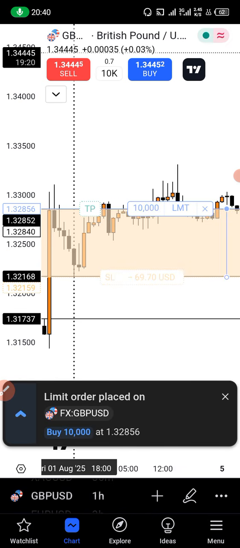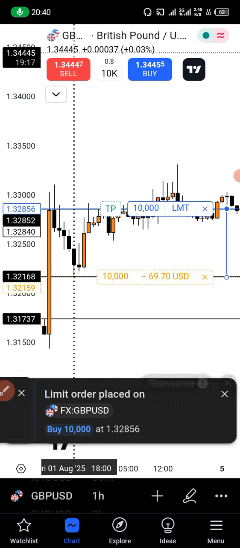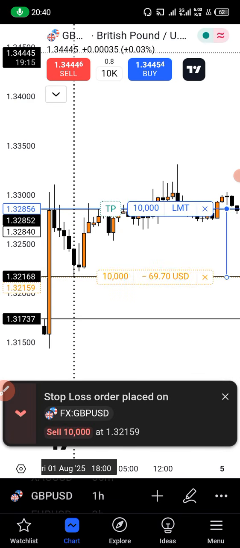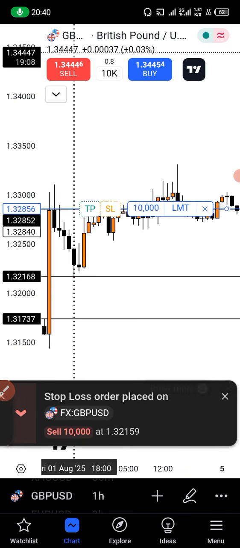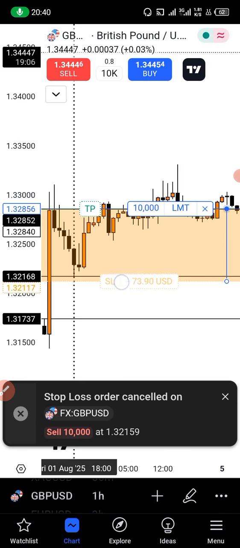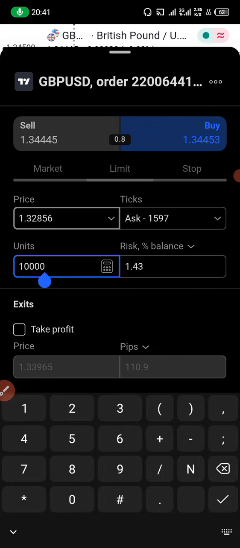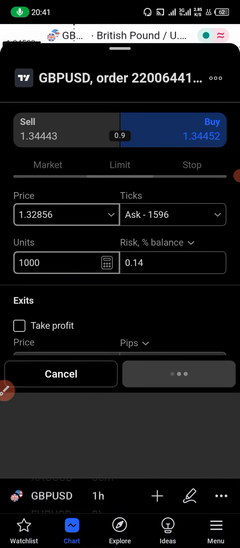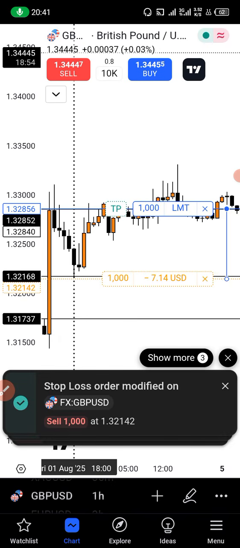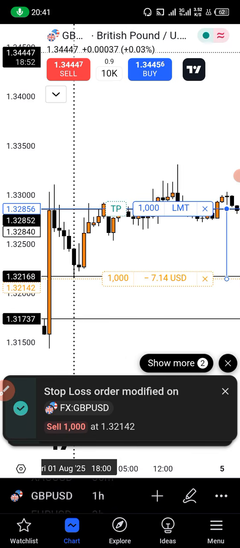Okay, was it 10,000 I used or 1,000 earlier? I think I used 1,000, not 10,000. So if we had 1,000, for example, how much are we risking? We're risking $7. So you see that now it's quite smaller than the initial one. Before we were risking $9, but now it's $7.